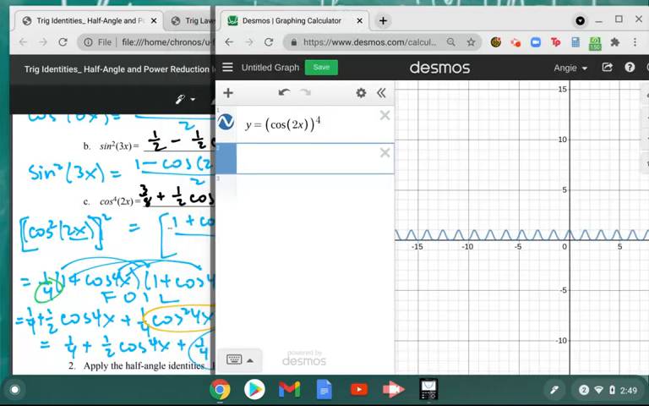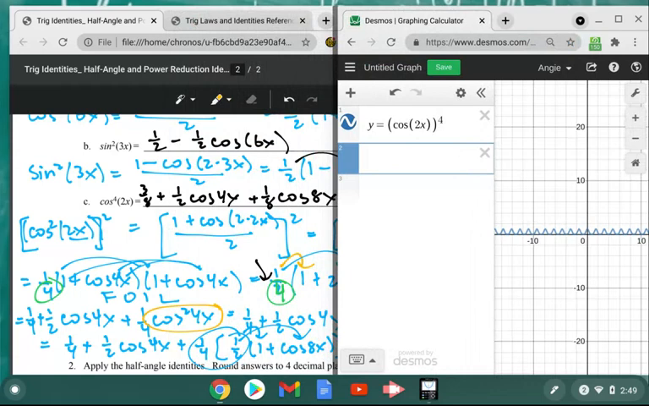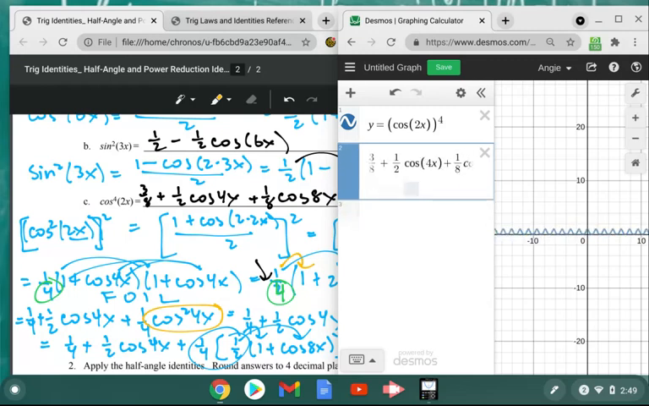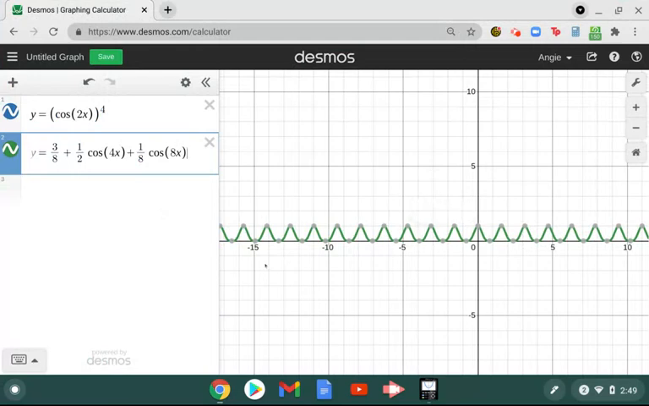Let's go ahead and type in the function that we came up with, which is hopefully correct. Y is equal to 3/8 plus 1/2 cosine 4x plus 1/8 cosine parentheses 8x. Okay, let's take a look. Let's make this large. Okay, it certainly looks like one's on top of the other. If I get rid of the green one, which was my power reduction, I notice that it does draw right on top of the original function.